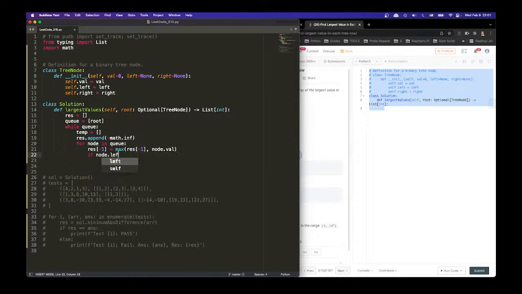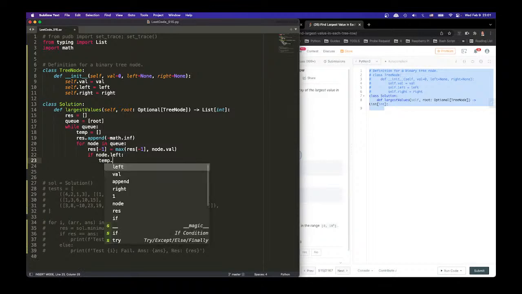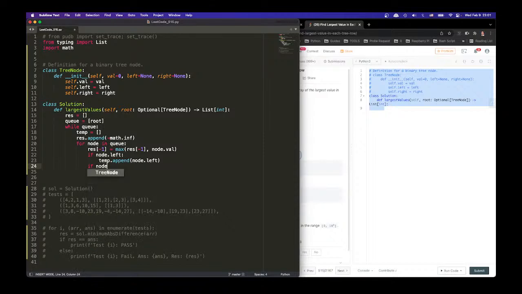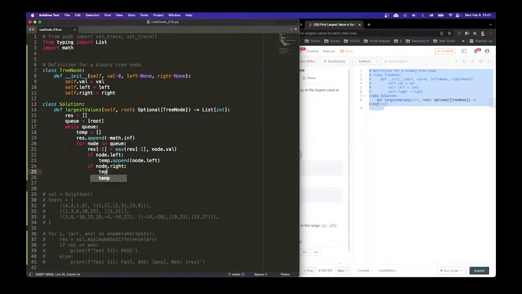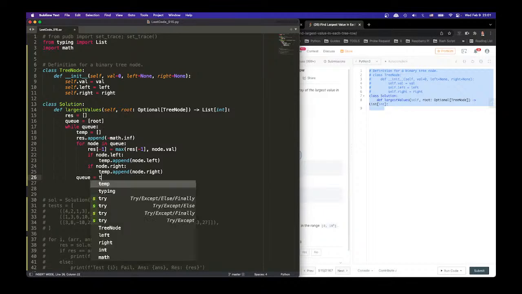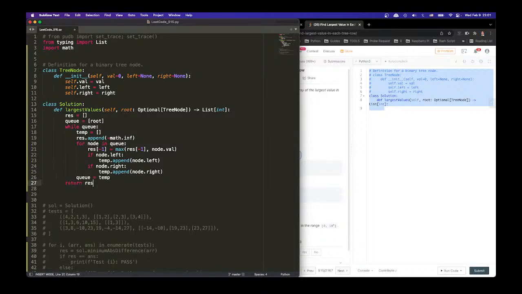If node.left, temp.append node.left. If node.right, temp.append node.right. Q equals temp, return rest.